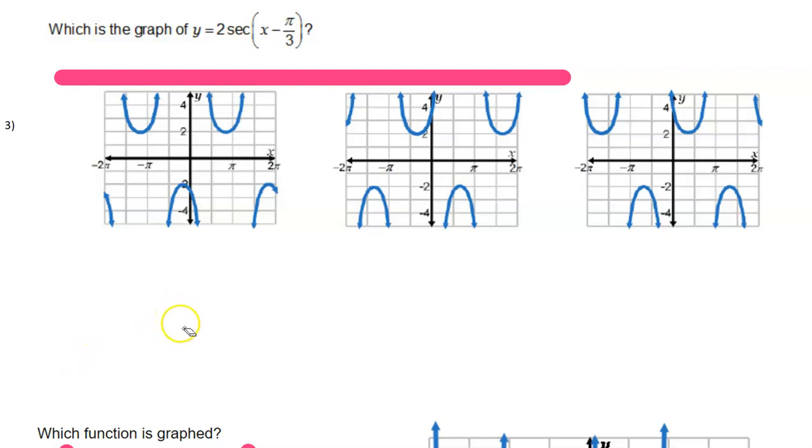Well, in this video, I'm going to show you how to choose which one of these graphs matches the function y equals 2 secant x minus pi over 3.